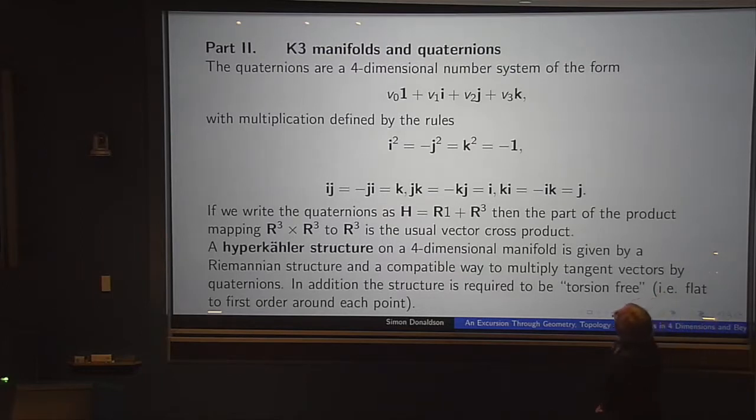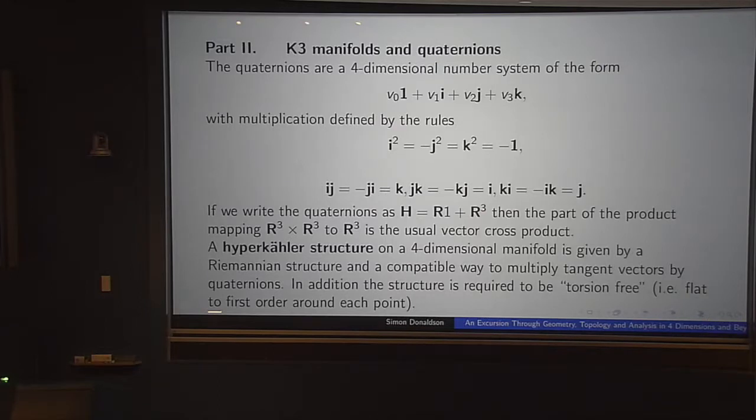So now we finally come to the second part, our 20th century story, which you recall involved things called K3 manifolds and quaternions. Actually, these things are normally called K3 surfaces, but that would be a bit confusing, so I'm calling them K3 manifolds for the purposes of this talk. But first, we should talk about quaternions.